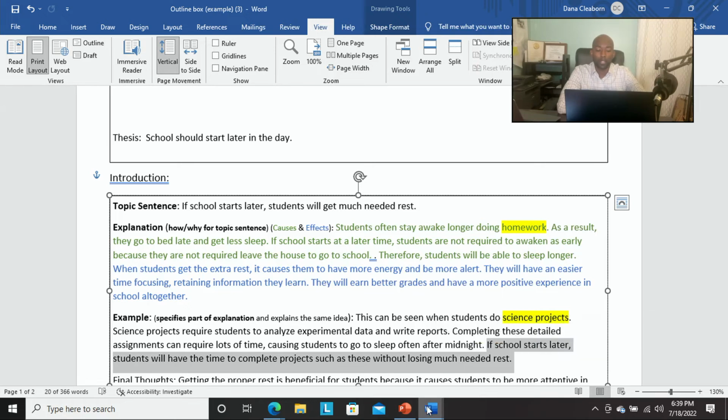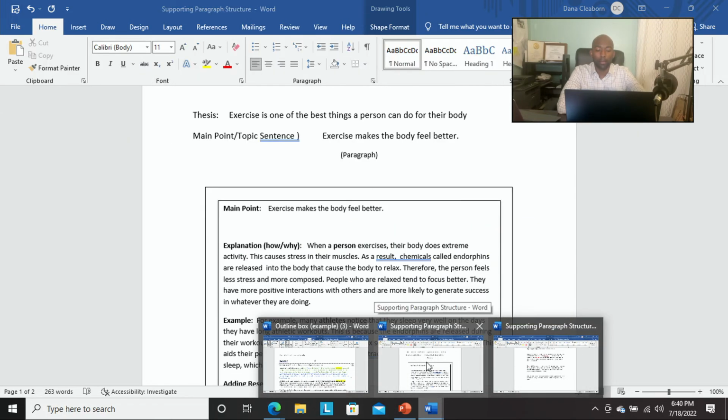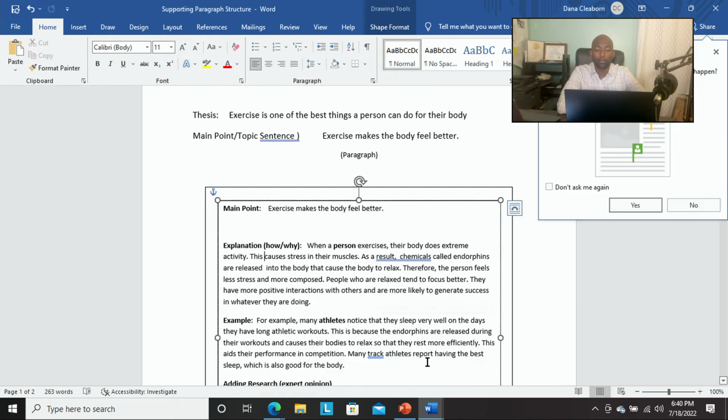Okay? Now, just for good measure, we'll look at another example of an example. Here's another one. Here's my thesis. It says exercise is one of the best things a person can do for their body. So that's the idea that we're arguing. And if you look at the topic sentence, what does it say? Exercise makes the body feel better.